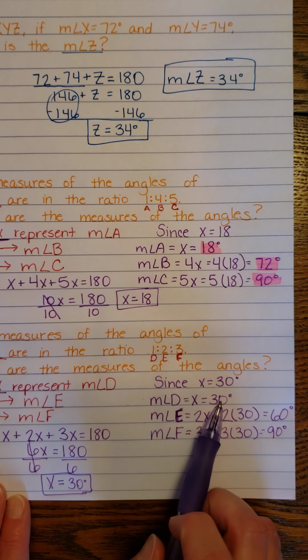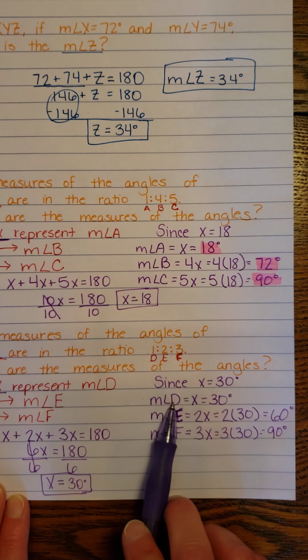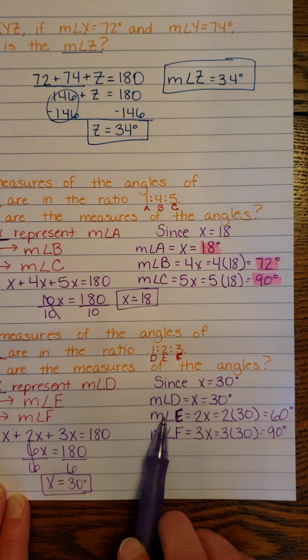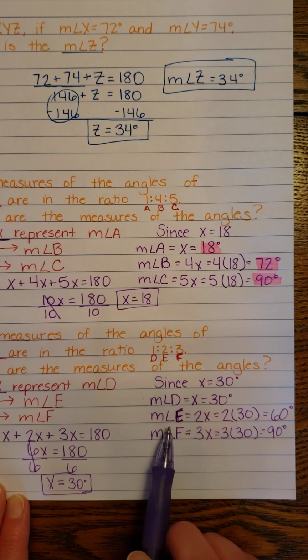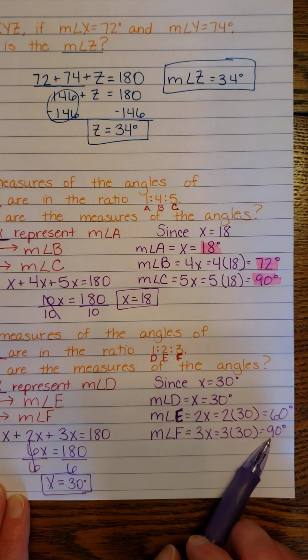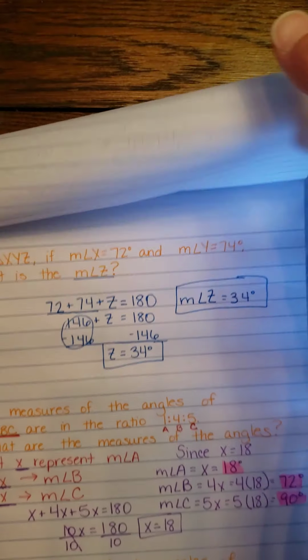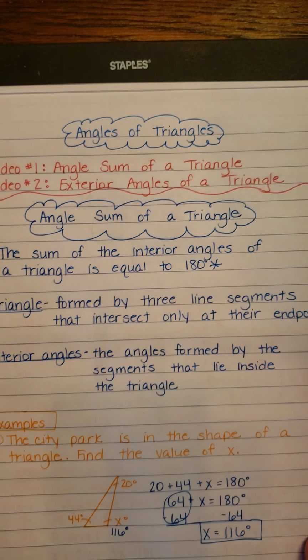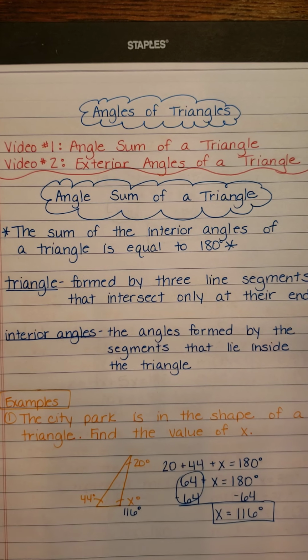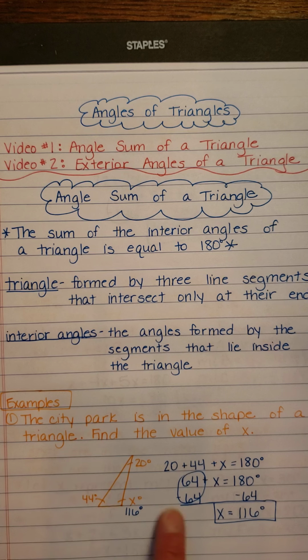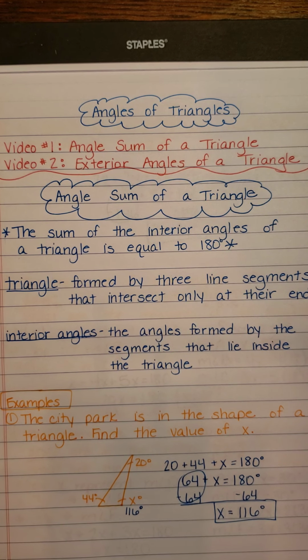So the interior angles of this triangle: the measure of angle D is 30, the measure of angle E was 60, and the measure of angle F was 90. The most important thing that you need to remember about the sum of the interior angles of a triangle is that the angles are always going to add together to equal 180 degrees.